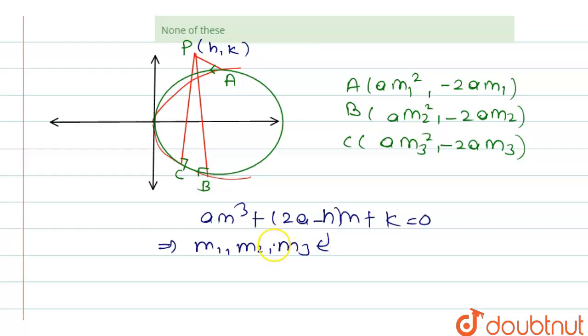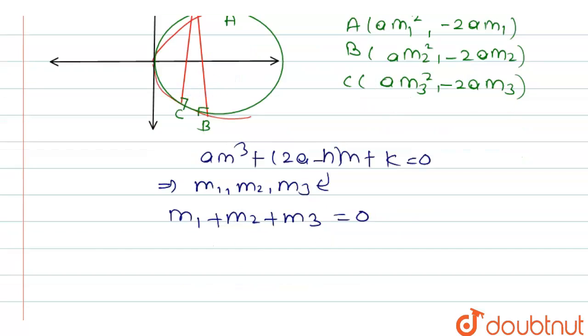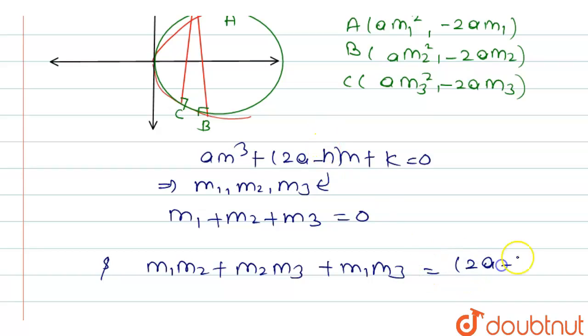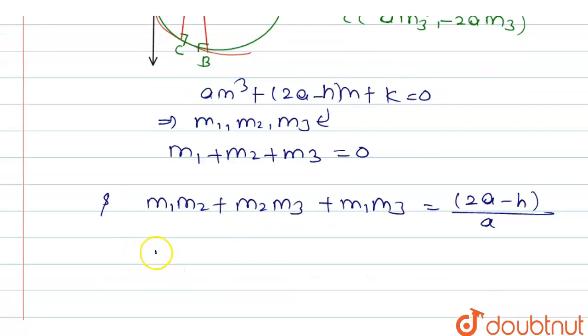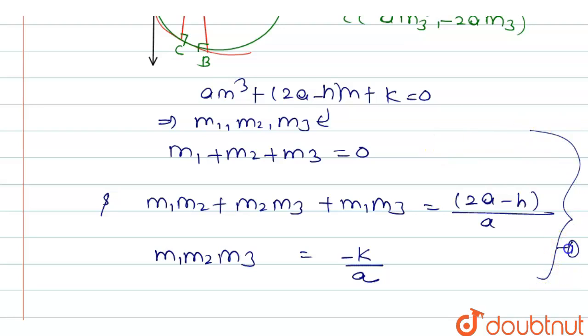If m1, m2, m3 are the roots of this equation, then m1 plus m2 plus m3 equals 0, because the coefficient of m squared is 0. And m1 m2 plus m2 m3 plus m3 m1 equals (2a minus h) divided by a, the coefficient of m divided by the coefficient of m cubed. And m1 m2 m3, the product of all roots, equals minus k divided by a. Let us take these three relations as our equation first.